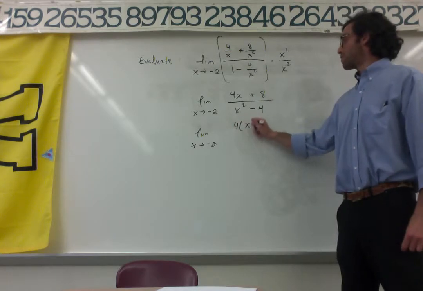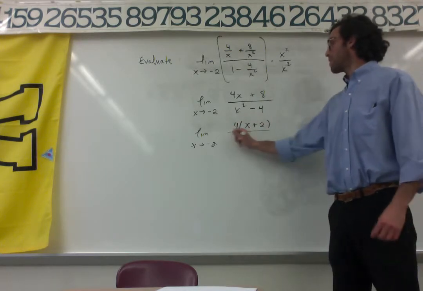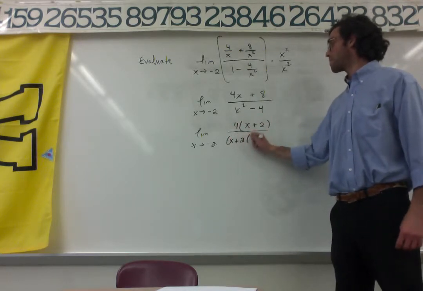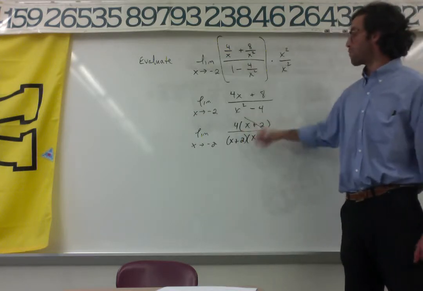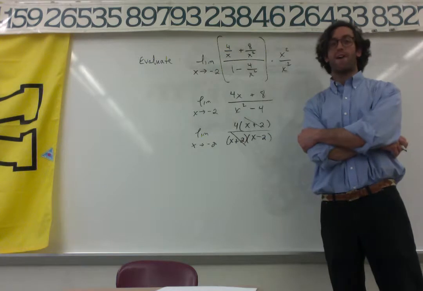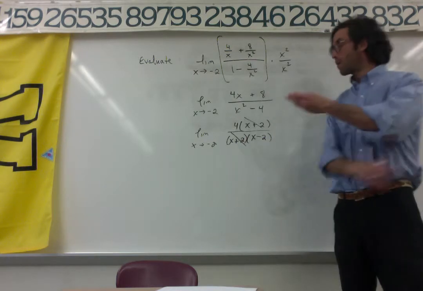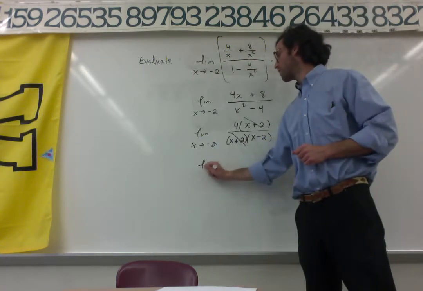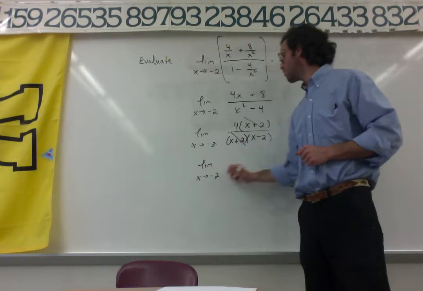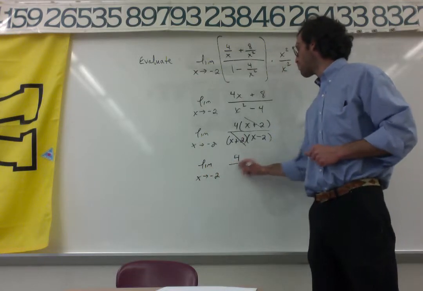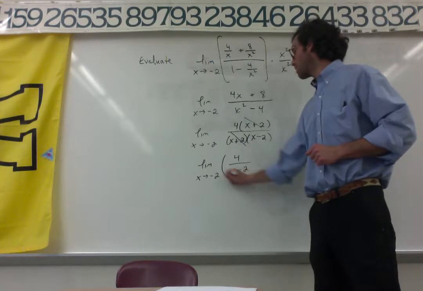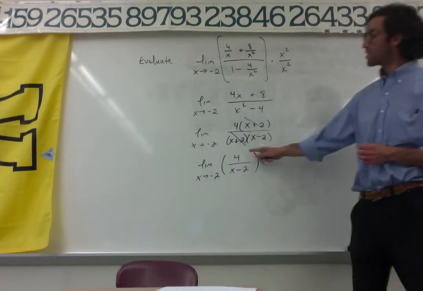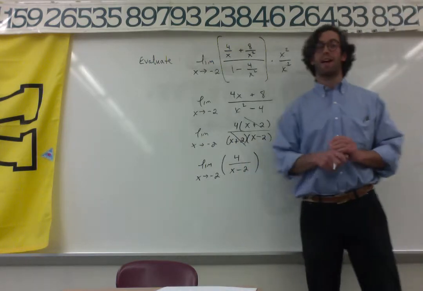The numerator factors into 4 times x plus 2. The denominator, of course, factors into x plus 2 times x minus 2. So x plus 2 over x plus 2, common factors in the numerator and denominator, cancel out. We're left now with the limit as x approaches -2 of the expression 4 over x minus 2. So we've simplified the expression to something where now we can plug in -2.